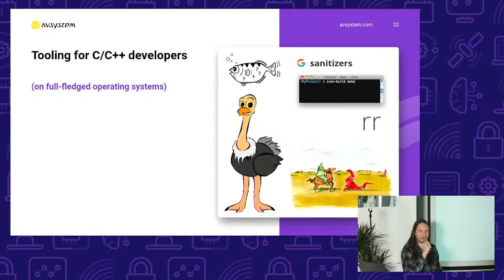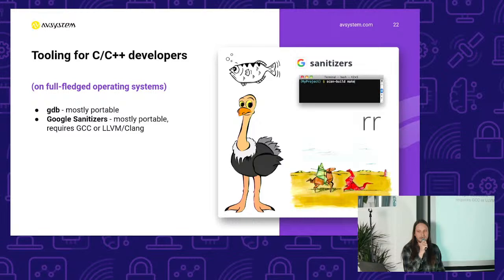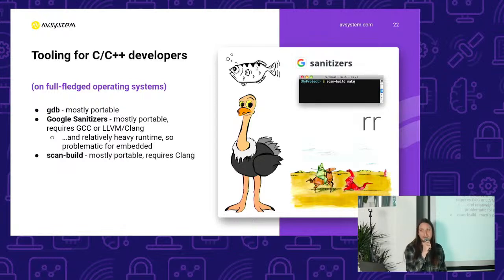Let's see a couple of tools that you can use in C and C++ development. I already talked about GDB. That works on pretty much everything. There are sanitizers, and those are limited to GCC and Clang, but that also works pretty much everywhere, but not on an embedded target usually, because you need a runtime that is relatively heavy and probably won't fit on your board. There is scan-build, which is used for static analysis of your code. This is also part of the LLVM package, so it works mostly everywhere.